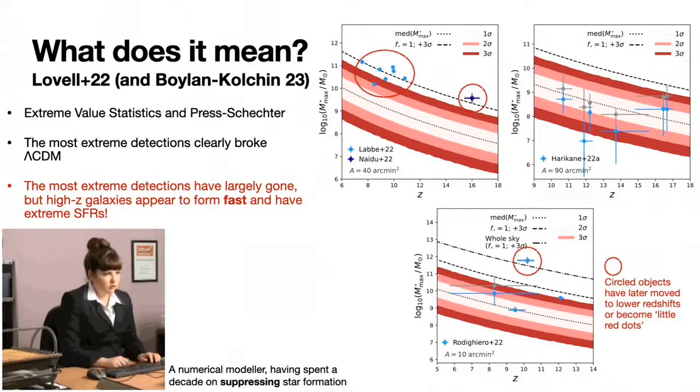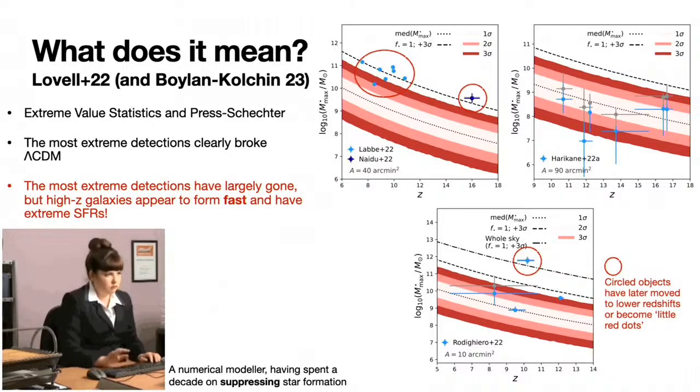So now, all of a sudden, numerical people, they had been trying to suppress star formation, and now all of a sudden we have to kind of try to boost. We have to explain how there is this boosted star formation, which is very converse to our nature for the last 20 years.